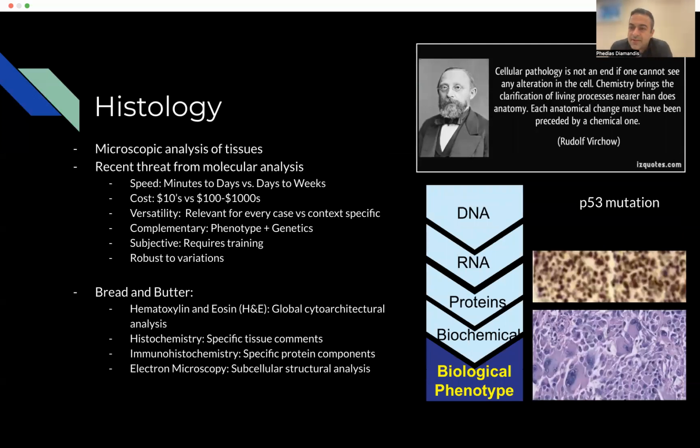Another important comment, I think, that Rudolf Virchow made was that cellular pathology is not merely at an end when there are no alterations in the cells. So can you have disease without having alterations in the cells? "Chemistry brings clarification of living processes nearer than does anatomy. Each anatomical change must be preceded by a chemical one."